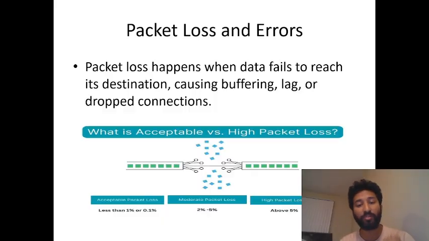What is acceptable versus high packet loss? Here you can see that there is 0.1% to 1% in the acceptable packets at the starting time, then 2% to 5% with moderate packet loss, and above 5% with high packet loss.